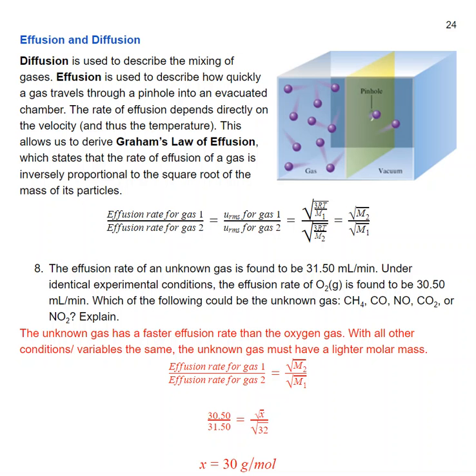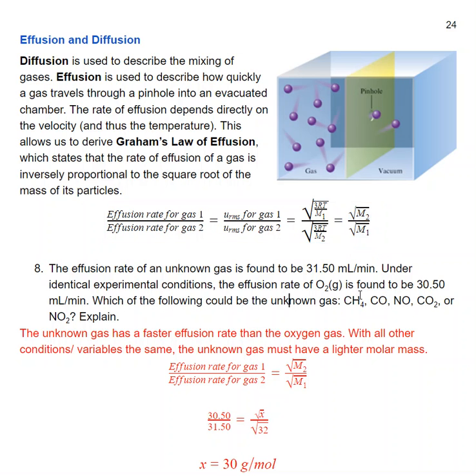Graham's law of effusion states that the rate of effusion of a gas is inversely proportional to the square root of the mass of its particles. Just to point out, this is the square root of m2, and here we have gas 1 on top. Here I have gas 2 on bottom, and m1 is on bottom here.